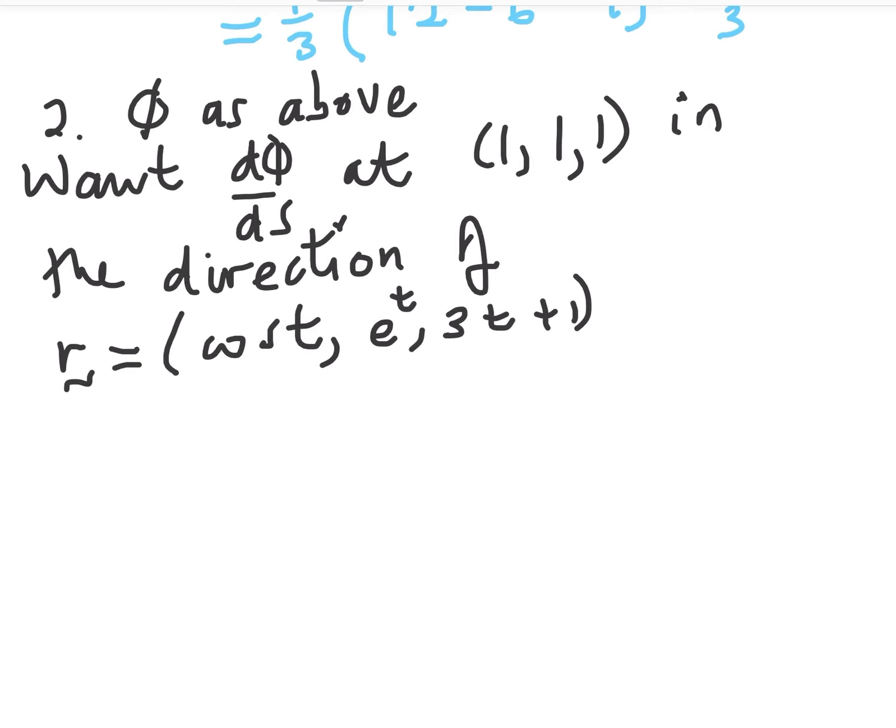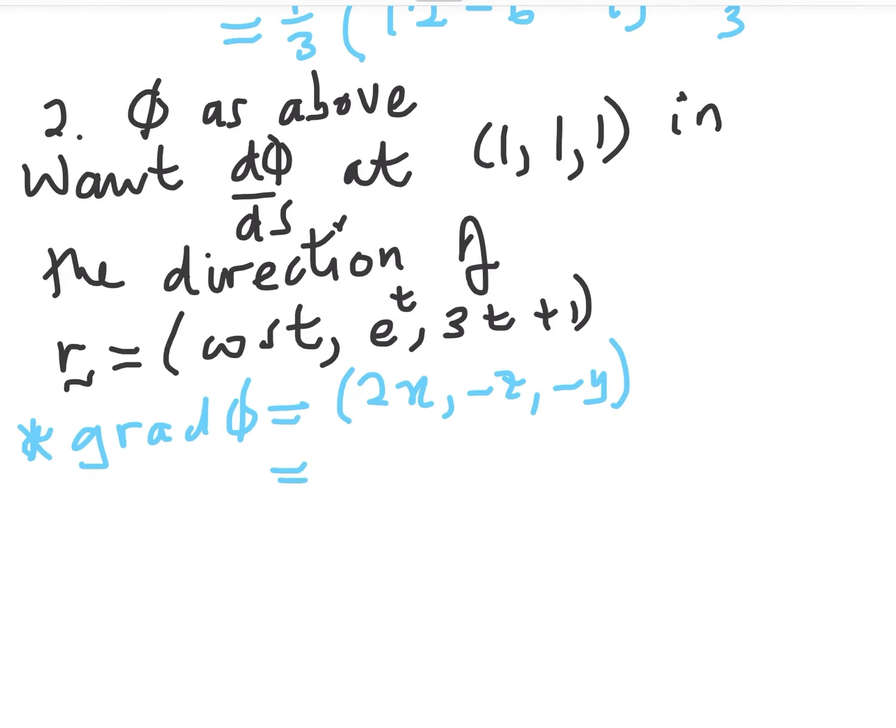First of all, let's just recall from above that the grad of phi is, as before, given as 2x minus z minus y. But the grad of phi at the point with coordinates 1, 1, 1 is in this case going to be equal to 2 minus 1 minus 1. This is at the point 1, 1, 1. So we got that sorted out.